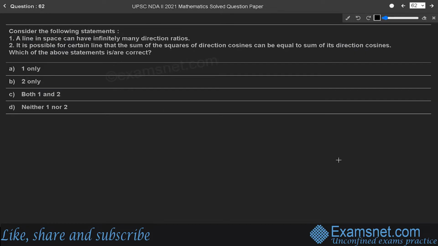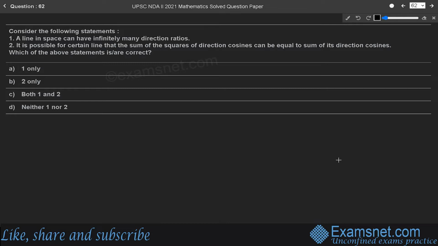Next question is: consider the following statements. Statement 1: a line in space can have infinitely many direction ratios. Second statement: it is possible for a certain line that the sum of squares of direction cosines can be equal to the sum of its direction cosines. Which one of the above statements is or are correct? Again in this question we have to find which of the given statements are correct.